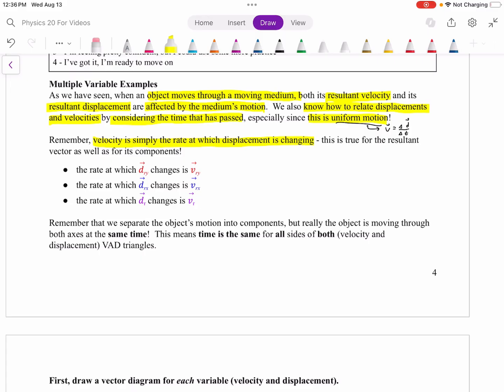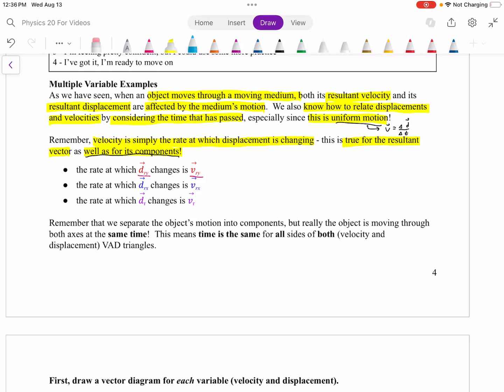So how much did displacement change per second? Now this is true for the resultant velocity vector as well as for all of its components. And that is the key thing to keep in mind here. Okay, the biggest student mistake with these is mixing up the velocity and the axis that it's in with a displacement that actually has nothing to do with that velocity because it's in a different axis, right? So the rate at which our vertical displacement changes, how far we went, let's say across the river, the rate at which that changes is how fast we were moving across the river only, right?